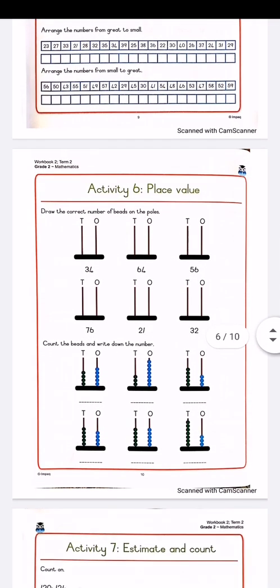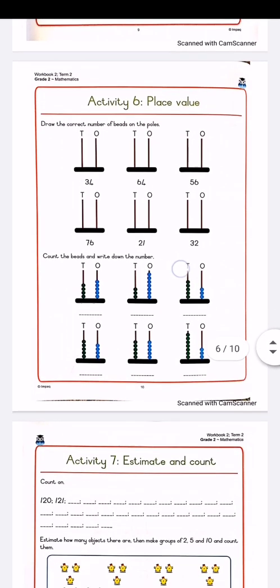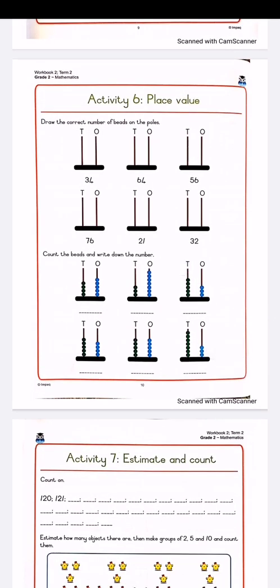Activity 6 is place value. Draw the correct number of beads on the poles. 34. So remember, it's like you did yesterday. 30 will be 10, 20, 30. So it's 3 beads. 4 is 1, 2, 3, 4. So you'll write 4 beads. Okay. Count the beads and write down the number.